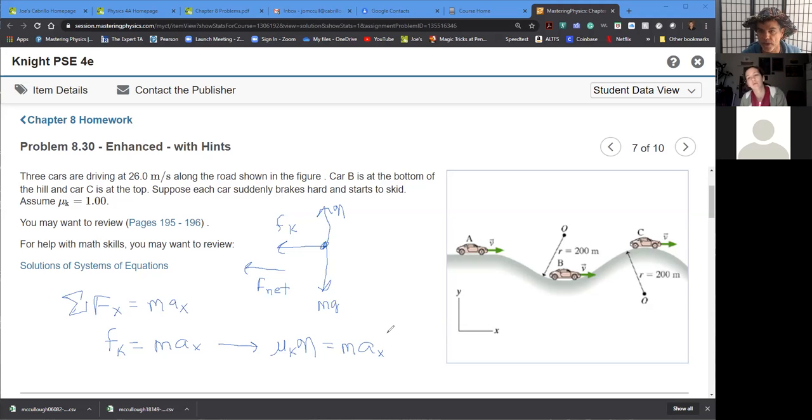The normal force for this case is going to be mg, just because there's no acceleration up and down. But in these other cases, the car is moving in a circular path, and so the acceleration is not going to be 0. The acceleration is going to be v squared over r towards the center.